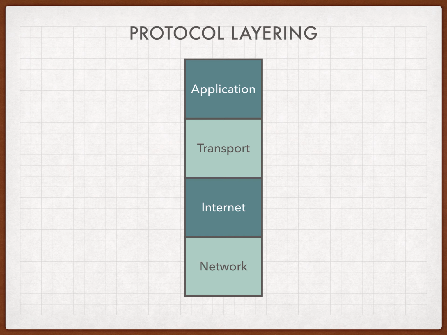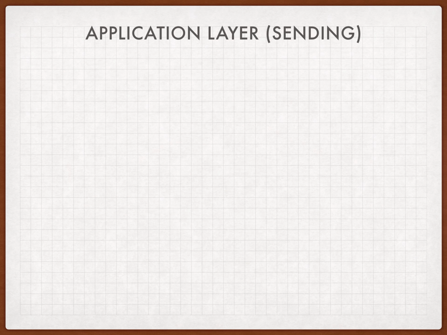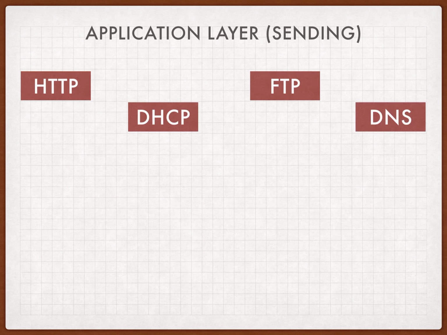Protocols are layered into 4 different layers. They are the application, transport, internet, and network layer. I'm going to go through what each of these different layers does and their purpose. We're going to imagine that we are sending data from one device to another. The application layer defines what type of data is going to be sent.